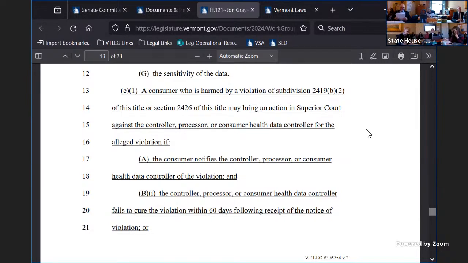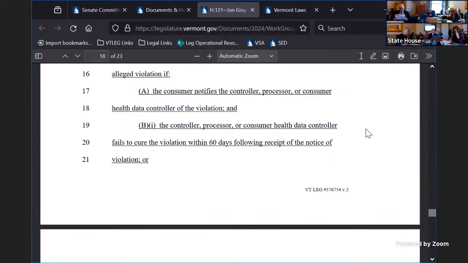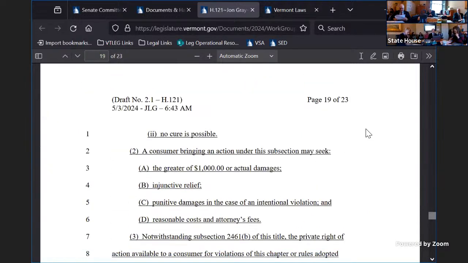So what does the PRA do? A consumer who is harmed by a violation of subdivision 2419B2, that's your processing of sensitive data without consumer consent, and again, sensitive data includes a whole host of health related pieces, consumer health data, biometric data, genetic data, the like. So that's why this is called out. A consumer who is harmed by a violation of that subdivision or section 2426, which is the specific consumer health data section that contains your prohibition on geofencing, may bring an action against that controller, processor, or consumer health data controller for the alleged violation if the consumer notifies the controller, processor, or consumer of the violation, and that entity fails to cure the violation within 60 days, or no cure is possible.